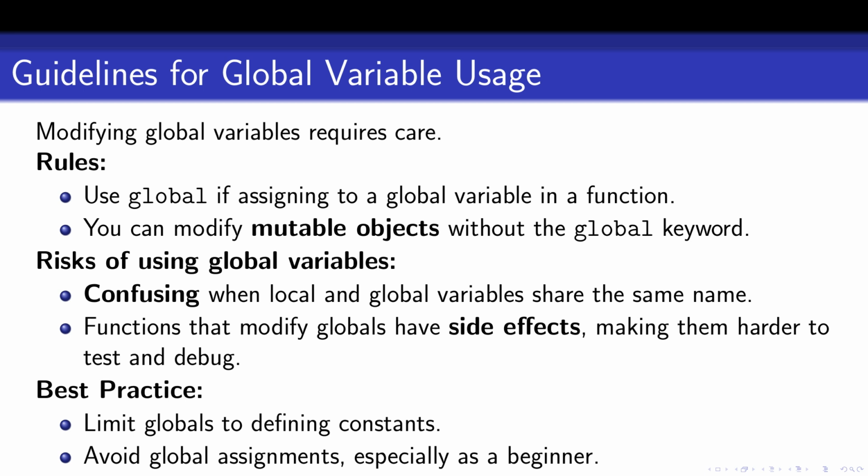The slide emphasizes a best practice. Reserve global variables primarily for defining constants, not for storing mutable program state. If you do need to share data between functions, consider returning values or using parameters instead. By limiting the use of global assignments, your functions remain more modular, more testable, and easier to reason about.